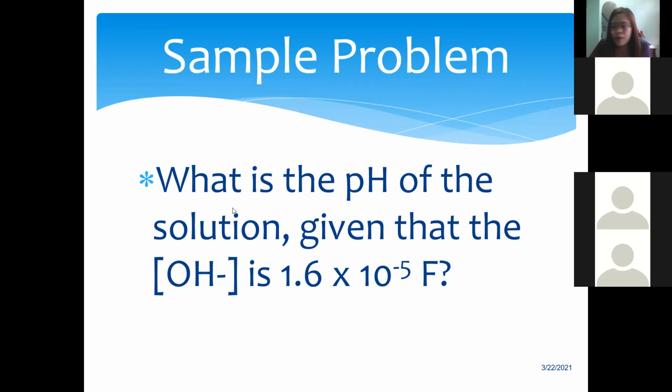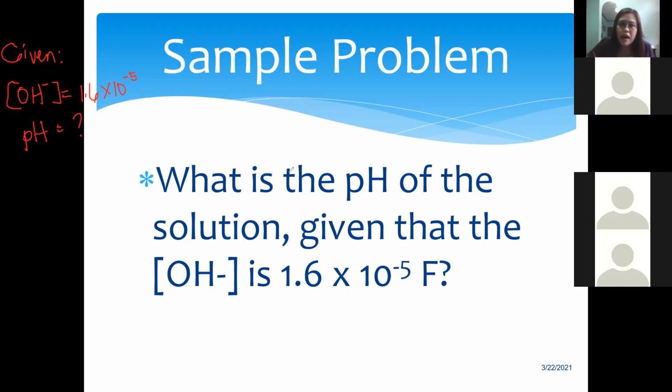Let's analyze this problem. What is the pH of the solution given that the concentration of the OH is 1.6 times 10 raised to the power of negative 5? So let's analyze the problem again. The given here is the concentration of the OH, 1.6 times 10 raised to the power of negative 5. And then we are looking for the pH.